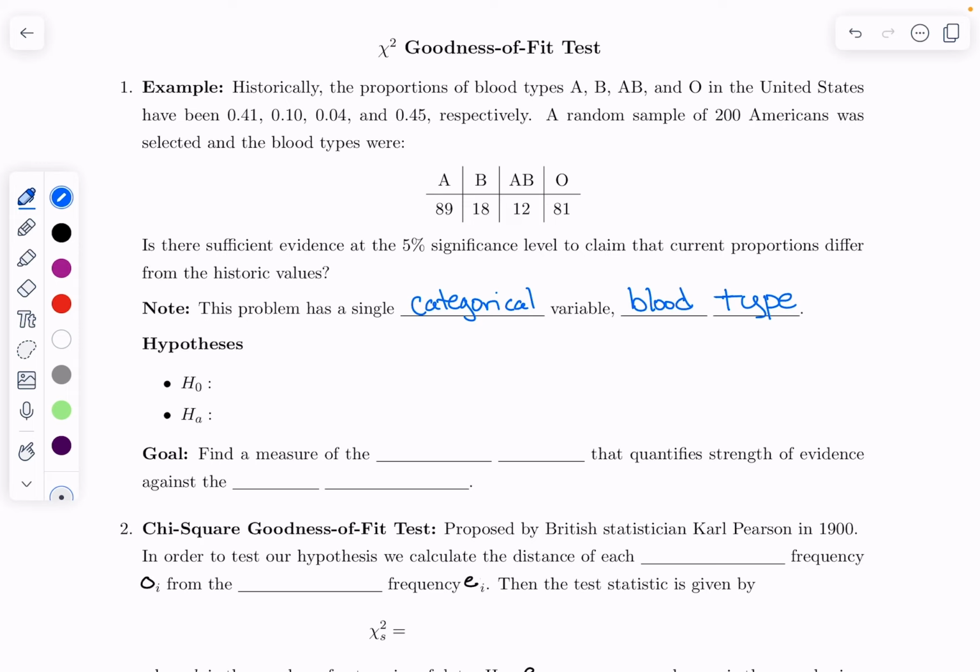Our null hypothesis is going to be that the historical proportions are still true today. In other words, the probability of being an A blood type is still 41%. B blood type is still going to be 10%. AB blood type is still going to be 4%. And O blood type is going to be 45%.